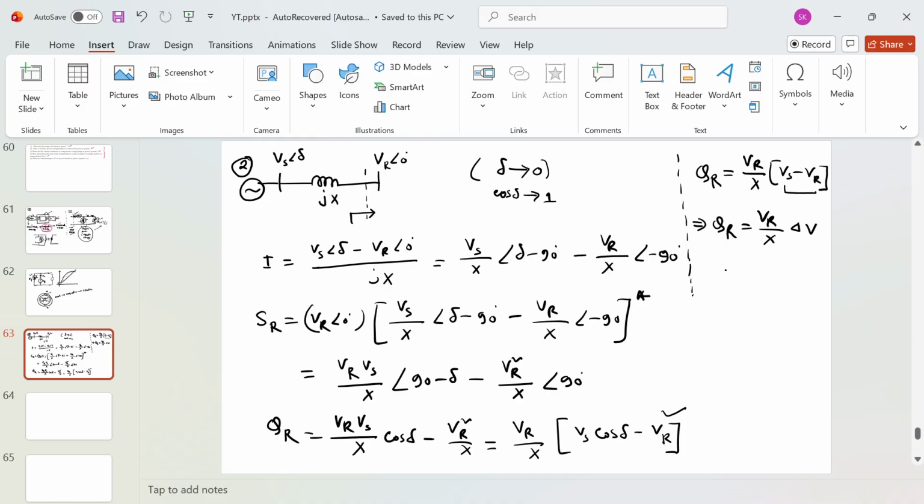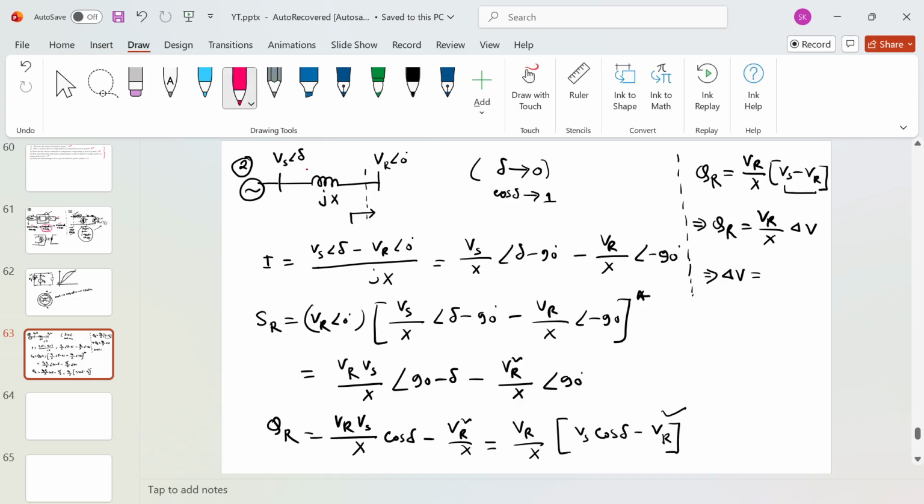Okay. So what is delta V? Delta V is nothing but the voltage drop. You can say here I have this voltage drop. Okay. So delta V is equal to QR times X by Vr. So this is the thing that is required for us.